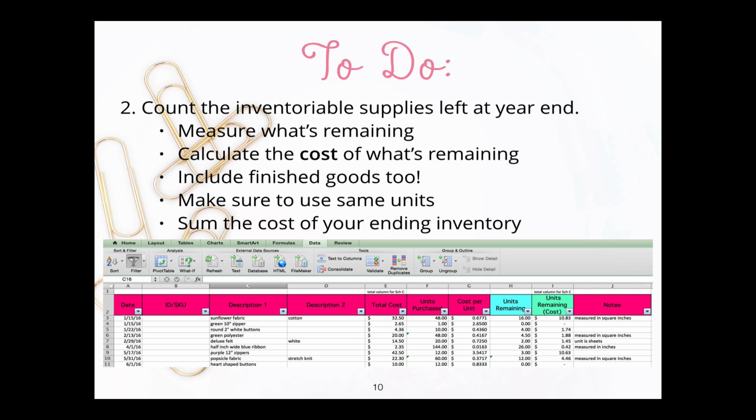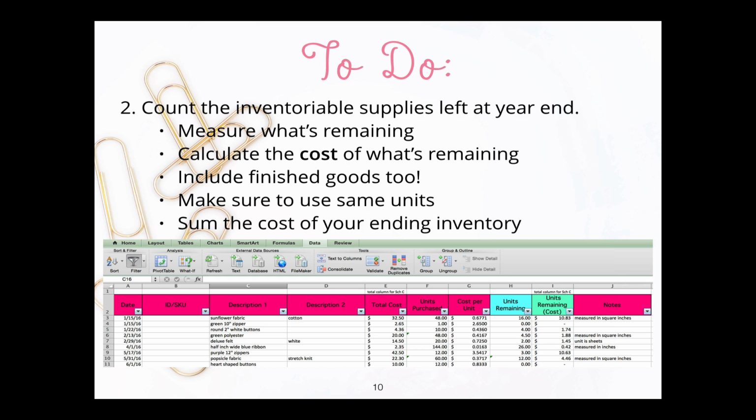Now the next step is to figure out your ending inventory amount as of December 31st. We can break this up into two pieces: figuring out what you actually have left, measurement or quantity wise, and then figuring out how much that remaining measurement or quantity actually cost you in terms of money. We need that cost or that monetary amount for your tax return.